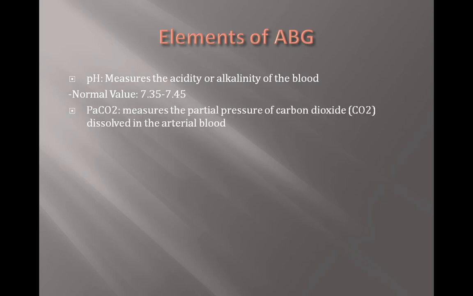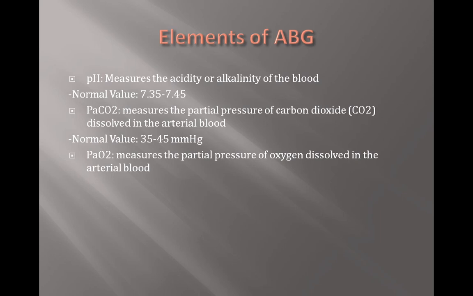The next reported result is the partial pressure of carbon dioxide that is dissolved in the plasma of the blood. This is controlled by the respiratory system and functions as an acid in the blood. The normal value for carbon dioxide is 35 to 45 millimeters of mercury.